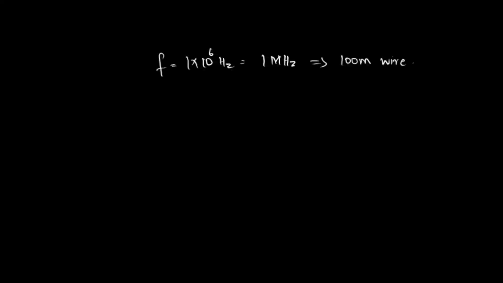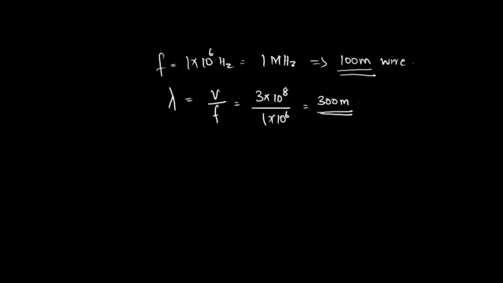Now let's calculate the wavelength of the electromagnetic wave. Lambda is equal to v by f, where v is the velocity of light, which is equal to 3 into 10 power 8 meters per second, divided by the frequency, which is 1 into 10 power 6 Hz. So this amounts to 300 meters. We can see that the wavelength of the electromagnetic wave is very much comparable to the length of the wire. So this is called a distributed network.